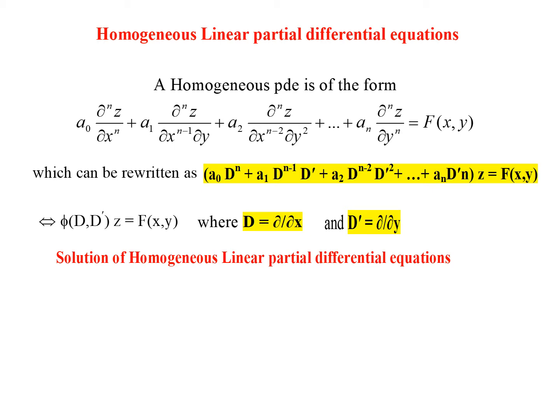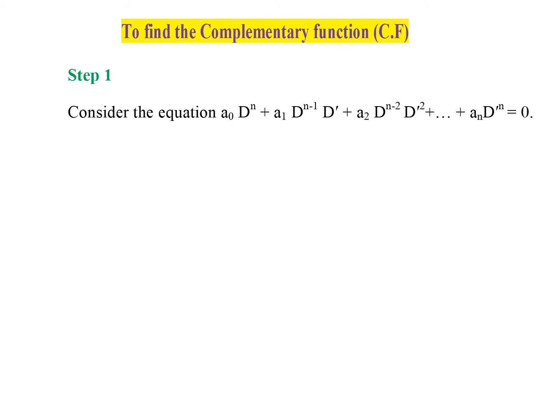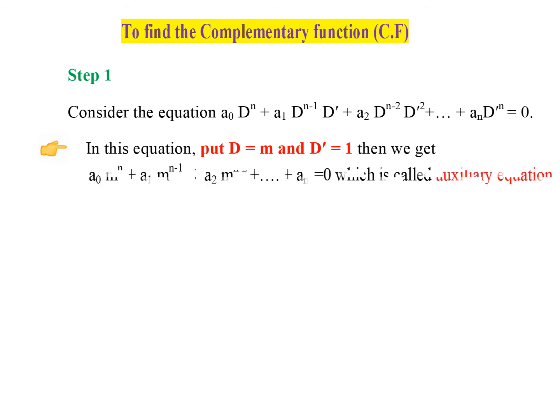The solution consists of two parts. One is the complementary function and the second one is the particular integral. Let us first learn how to find the complementary function. For that, you consider the left side operator equation, that is A0 D^n + etc. In that, put D equal to m and D' equal to 1, which will give you an equation of this form, and this is called the auxiliary equation.